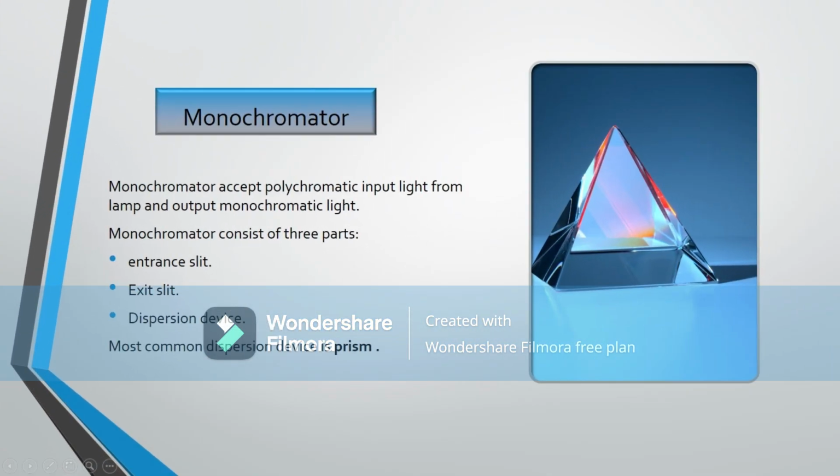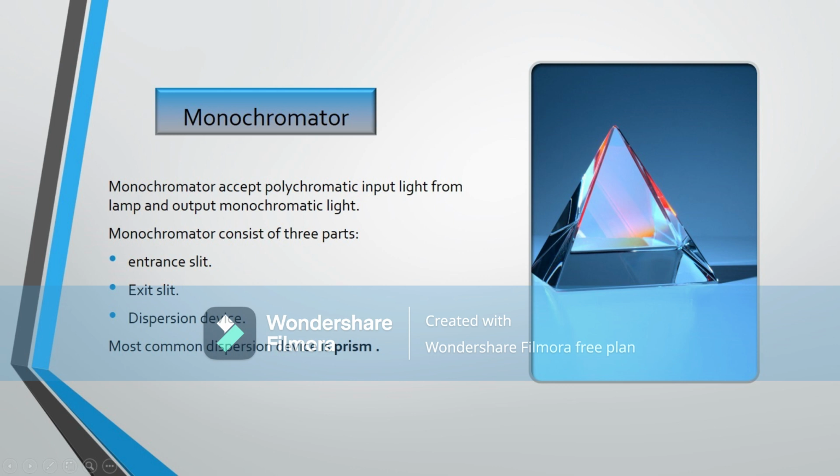Second one is a monochromator. A monochromator accepts the polychromatic input light from the lamp and outputs monochromatic light. It means that it converts light of many wavelengths into light of a single wavelength. It consists of three main parts: entrance slit, dispersion device, and exit slit. The dispersion device is the device that separates the light into its component wavelengths.